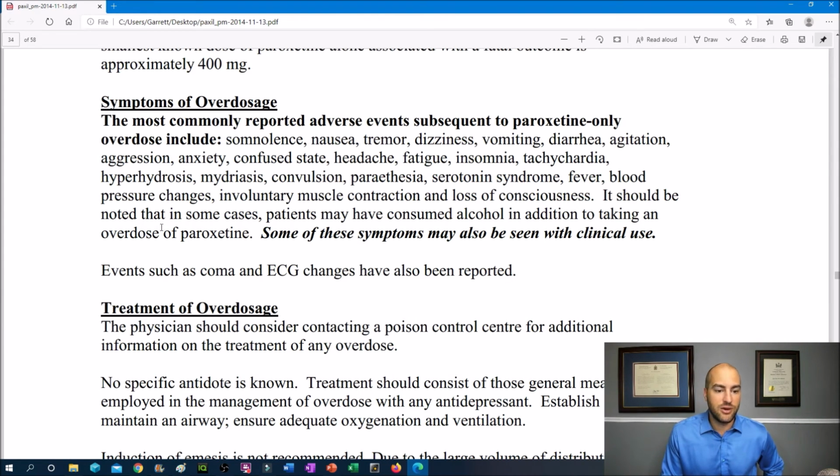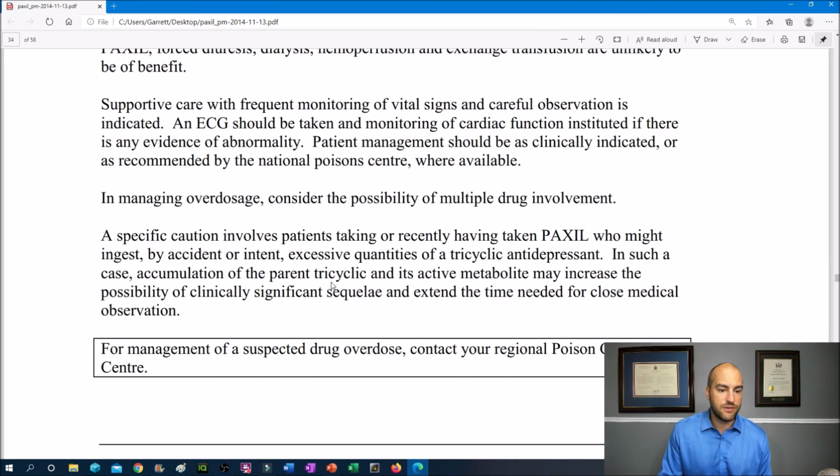It should be noted that in some cases, patients have also consumed alcohol in addition to taking an overdose of paroxetine. Some of these symptoms may also be seen with clinical use. So again, if you have some of these symptoms and you took a normal dose, you shouldn't fear overdose, because some of these symptoms may happen just with normal dosing. Treatment of overdose.